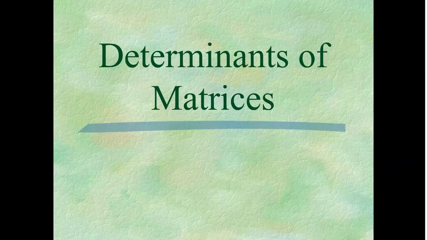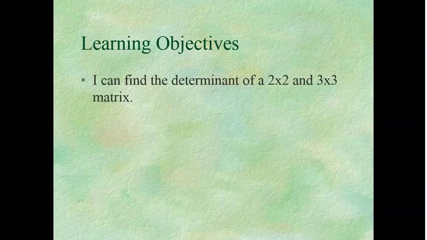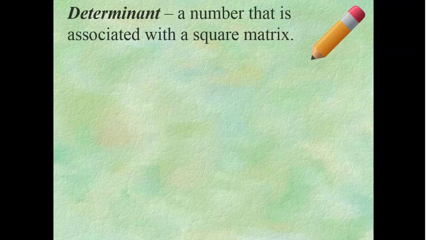Ladies and gentlemen, today we're going to look at the determinants of matrices. Your learning objective for today: I can find the determinant of a 2x2 and a 3x3 matrix. What's a determinant, you're probably asking? Well, a determinant is a number that is associated with only square matrices. So that is a 2x2 or a 3x3.